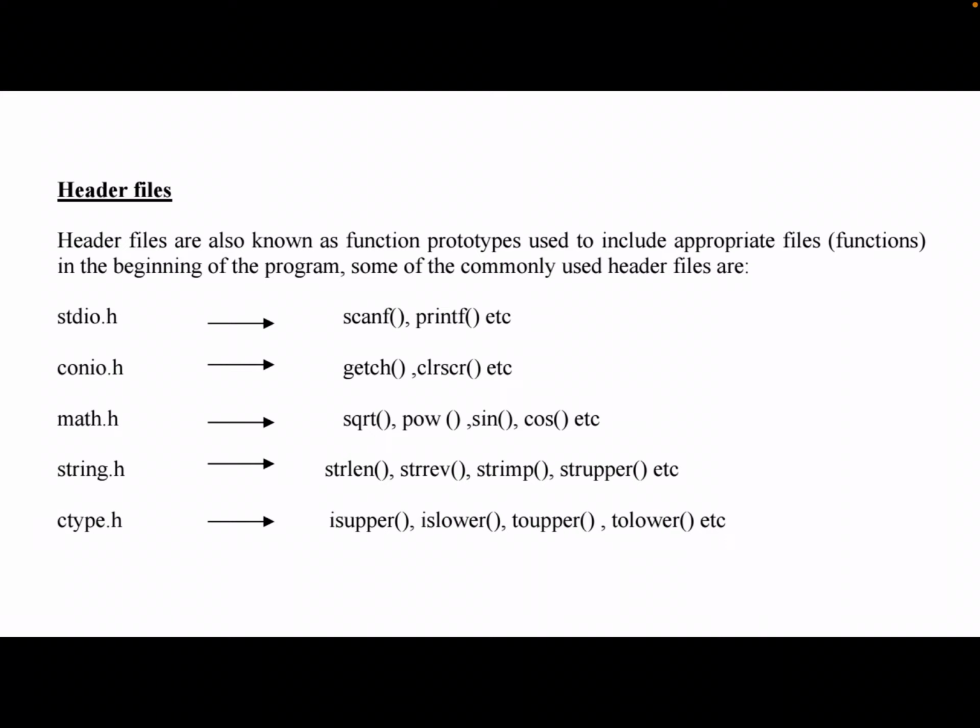Similarly, for performing mathematical operations, we have inbuilt functions in the header file math.h, which includes sqrt, the square root function, the power function, sine function, cos function, etc. And the functions related to strings are included in the header file string.h, which includes strlen, the string length function, strrev, the string reverse function, the string compare function, and string upper and lower functions, etc. Similarly, character type functions are included in the header file ctype.h, which includes isupper, islower, toupper and tolower functions, etc. Like this, we have several header files that help the programmer to build the C code.